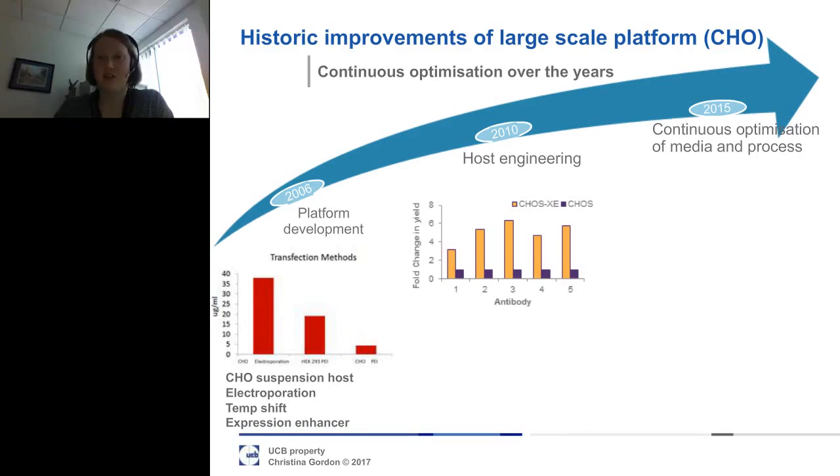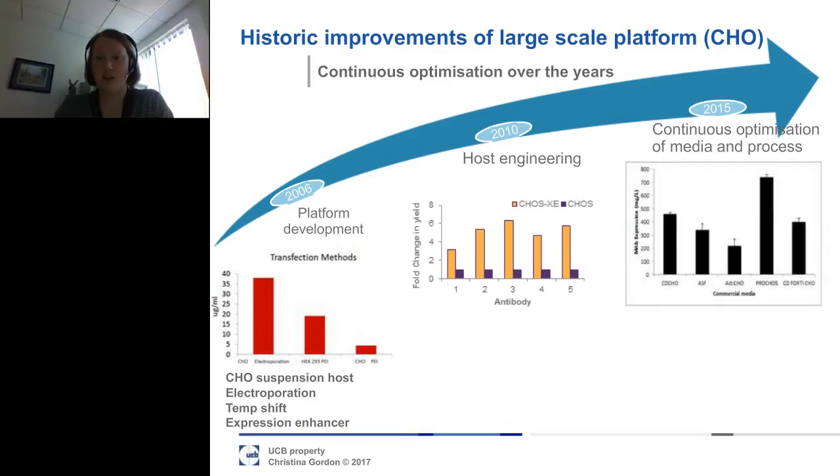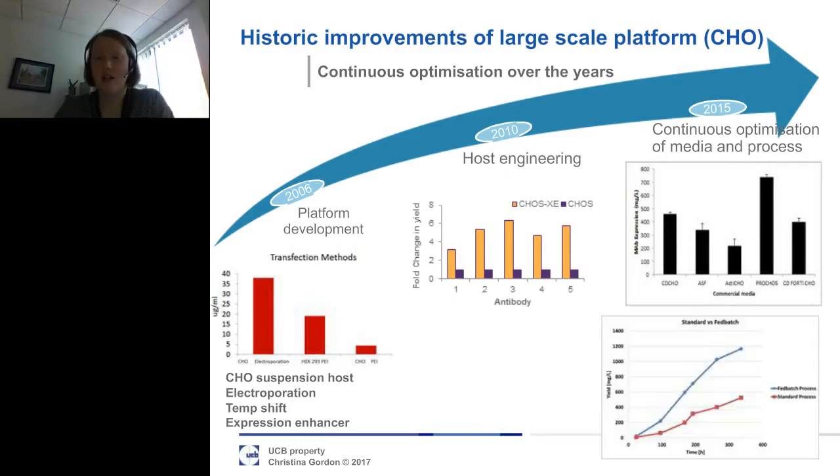And moving on through the years, we also look continuously at optimizing our media and processes. And here is one example where we looked at different commercially available media. And in our case, ProCHO5 has given us the highest yields. And another example here is that we developed a fed batch process for our CHO electroporation process, and this fed batch process has doubled basically our yields over our standard process.